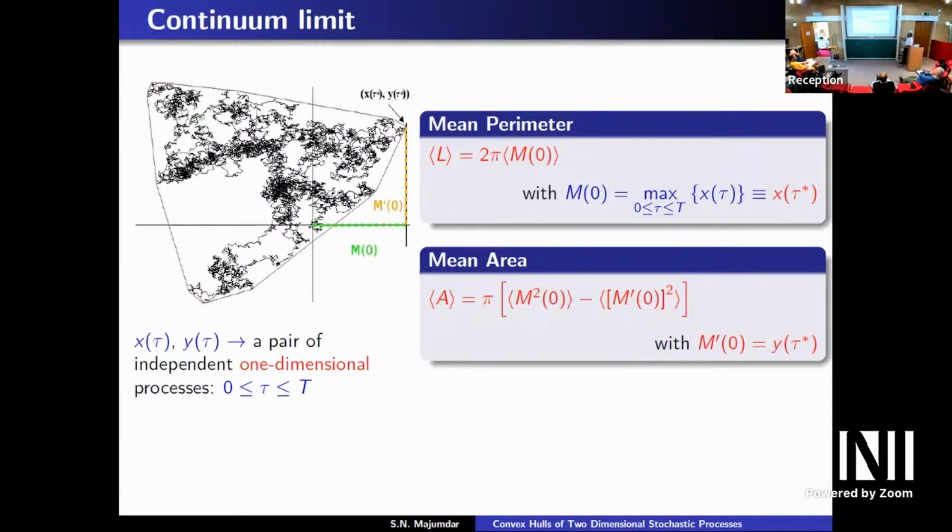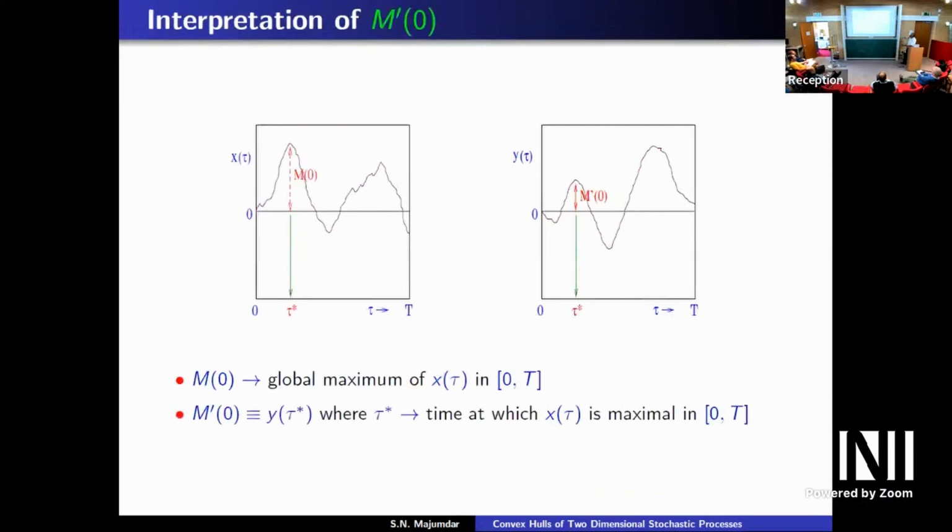M(0) is just the expected maximum of a one-dimensional Brownian motion. For the area, I need the second moment of that, and I also need the y at the time when x is maximum. So here is the process basically. The x component is doing something, and you look at the time at which it achieves the maximum. That's your M(0). At the same time, you look at y(tau) versus tau, and you have to look for this guy here.